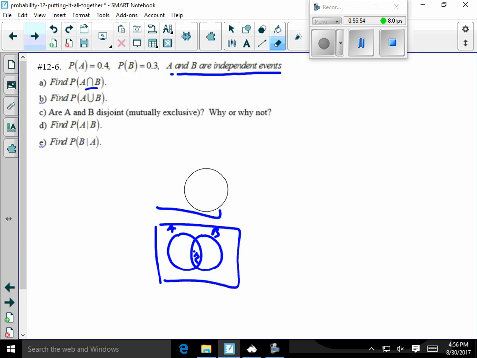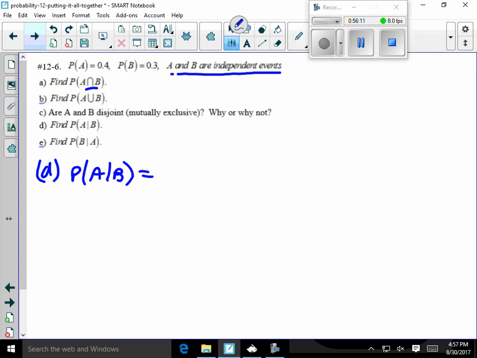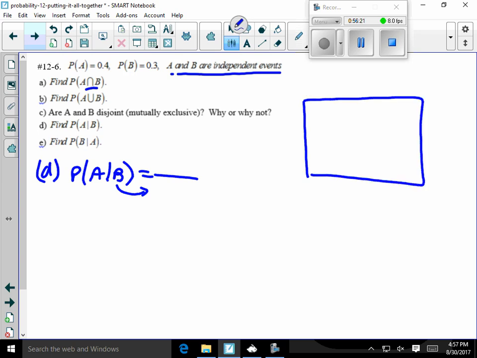Okay, let's look at D and E. These are conditional probabilities. So for D, we're trying to find the probability of A given B, right? And so, you know what, I need some way to represent B and A within B. Because I just did an OR thing there, I think maybe a good strategy would be to use the Venn diagram. That'll help me picture this a little bit.